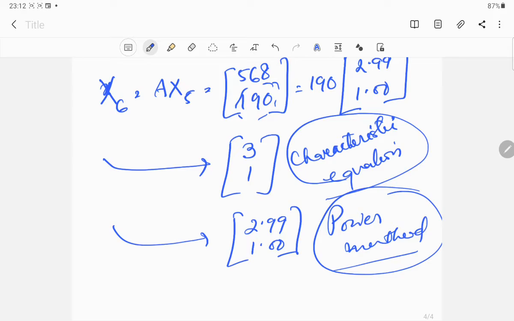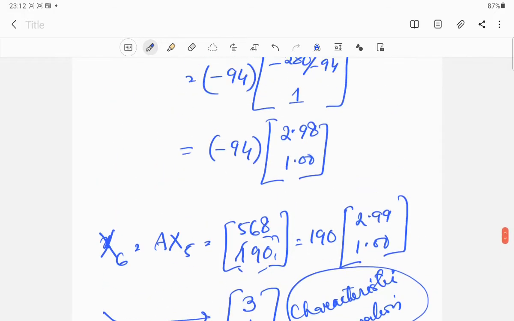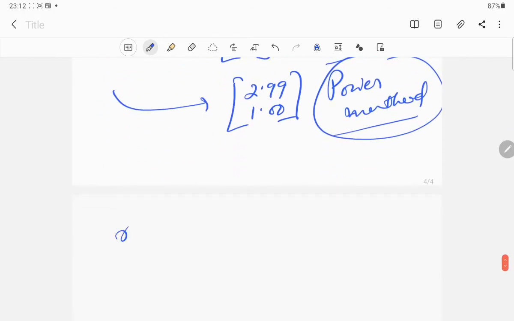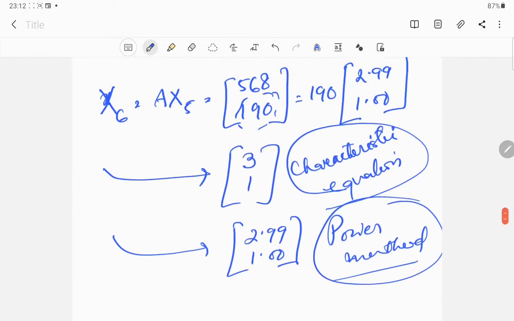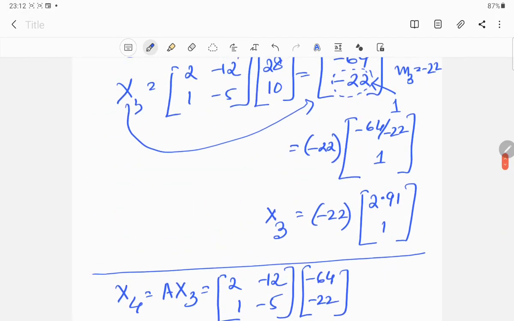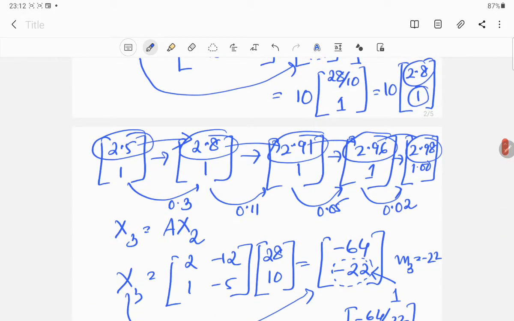Okay, in our syllabus we are not supposed to do it with the characteristic equation. We are supposed to get the result by using the power method. So you need to continue this process, like x1, then x2, then x3, then x4, like that, till the gap between these values reduces and becomes almost 0.